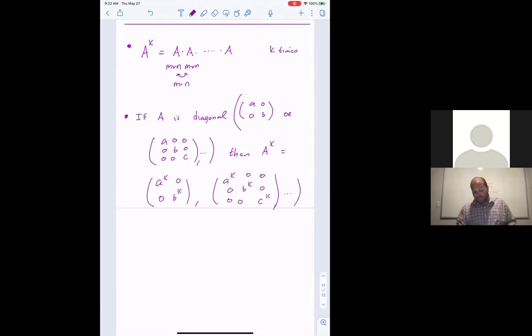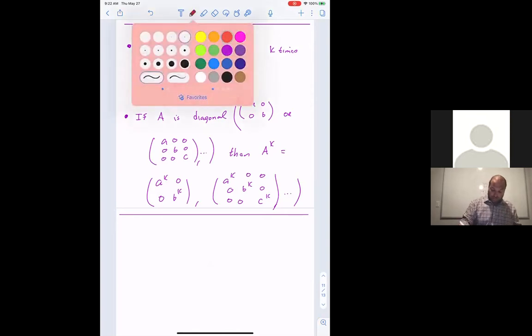So basically, you just take each entry to that power, and it's essentially like regular powers. But if it's not a diagonal matrix, just be aware the matrix that you can get at the end could really be just anything. There's no rhyme or reason for what you might get. You just got to do the math.